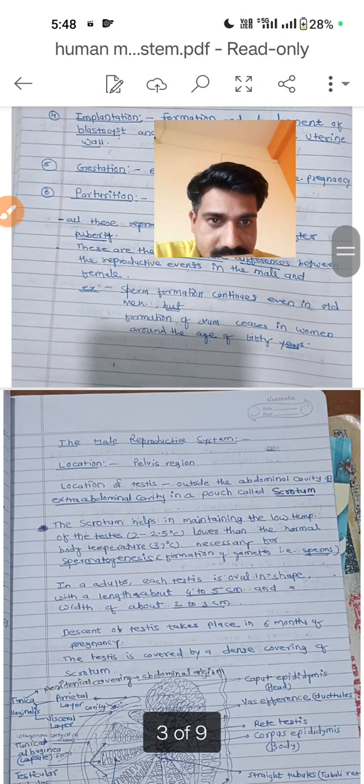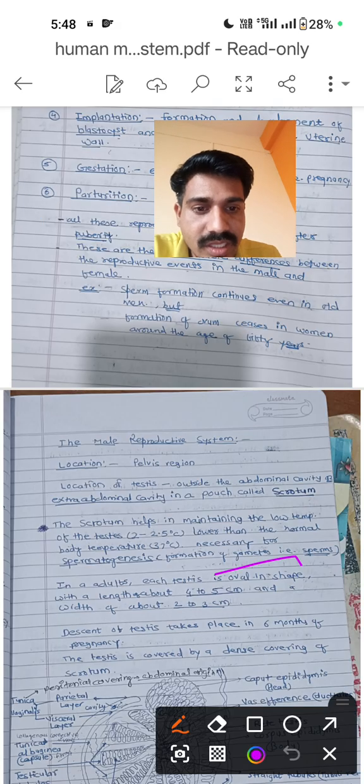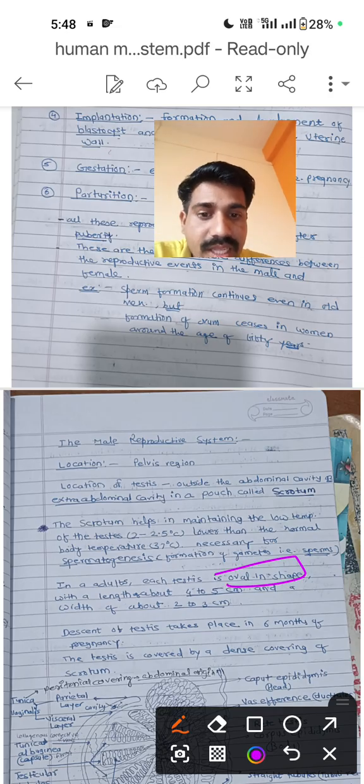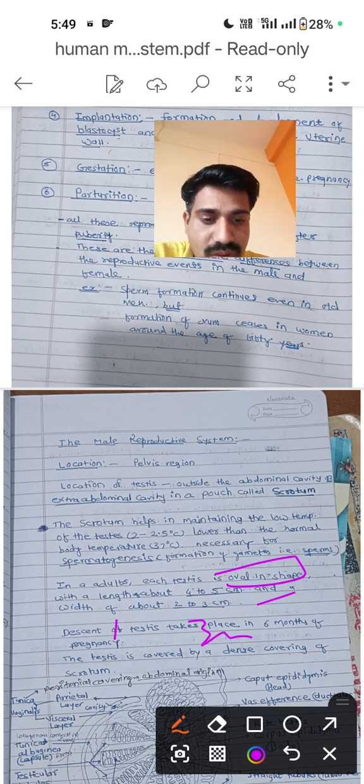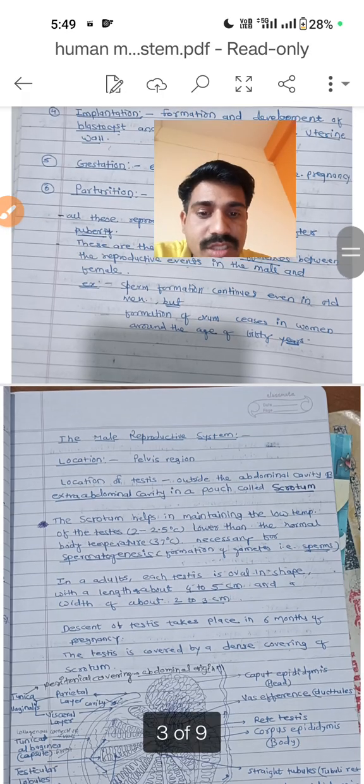How many testes are present in the male? There are two testes, a pair of testes present in the male. The shape of the testes is oval, the length is 4 to 5 centimeters, the width is 2 to 3 centimeters, and the thickness is 3 centimeters. The descent of the testes takes place in the 6th month of pregnancy.